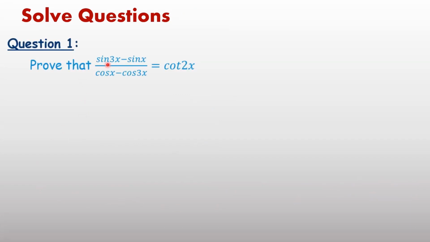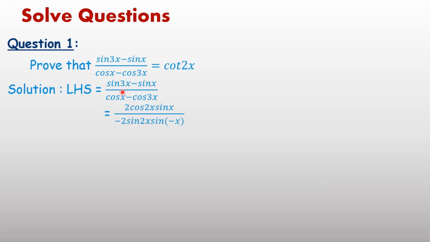And the next solved question is here. You have to prove (sin 3x minus sin x) upon (cos x minus cos 3x) is equal to cot 2x. These types of questions you have to solve using identities. Usually you apply sin c minus sin d in the numerator: 2 cos((3x+x)/2), meaning 4x by 2, cos 2x, into sin((3x−x)/2), 2x by 2, means sin x. Upon cos x minus cos 3x.